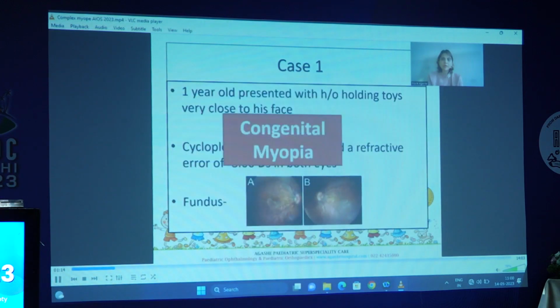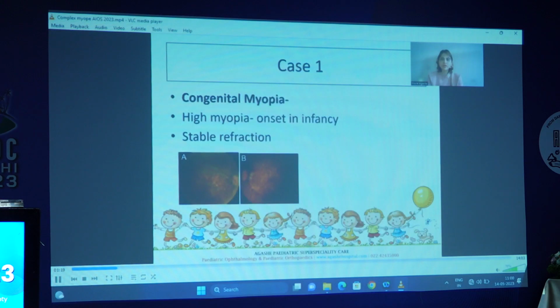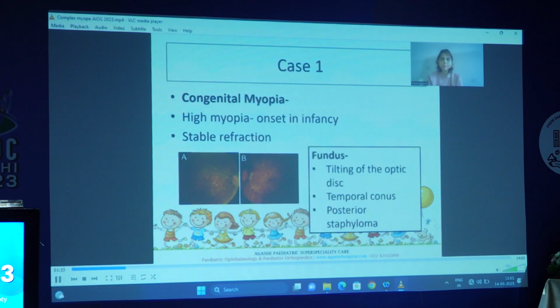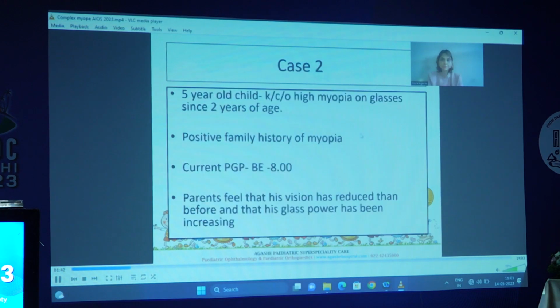So this is a type of congenital myopia. So let us look at the features of congenital myopia. So we have high myopia with onset in infancy, but the refraction tends to remain stable. It has been reported that the refractions remain stable till up to even 20 to 30 years of age, which has been the longest follow-up. And the fundus has very typical features of a tilted myopic disc, a temporal conus, and a posterior staphyloma.